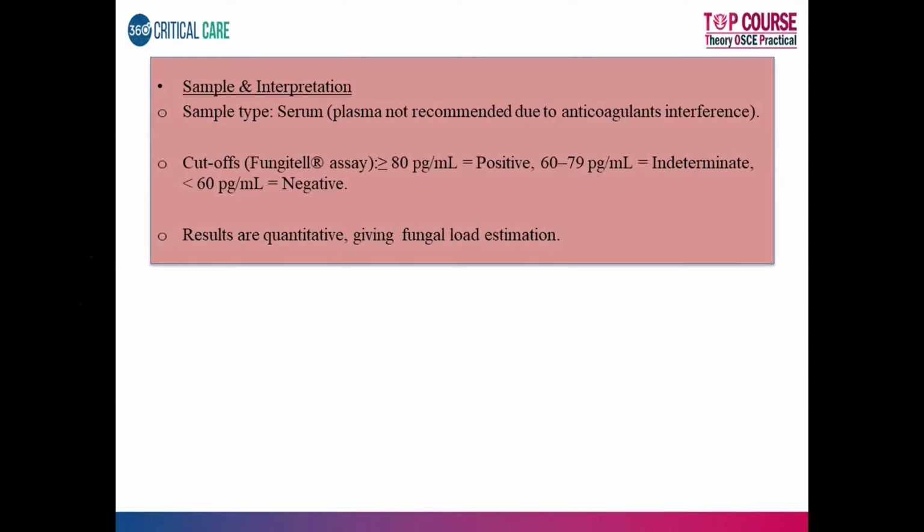So samples, most commonly you are going to send serum. The cutoffs: if it is more than or equal to 80 picogram per ml, then it is positive. 60 to 79 is intermediate, and if it is less than 60, it is a negative result. And results are quantitative, giving fungal load estimation. So how severe the fungal load is, we will be able to know with this.